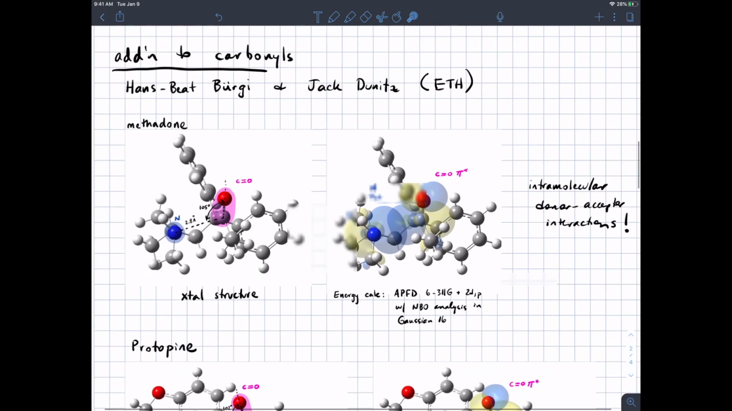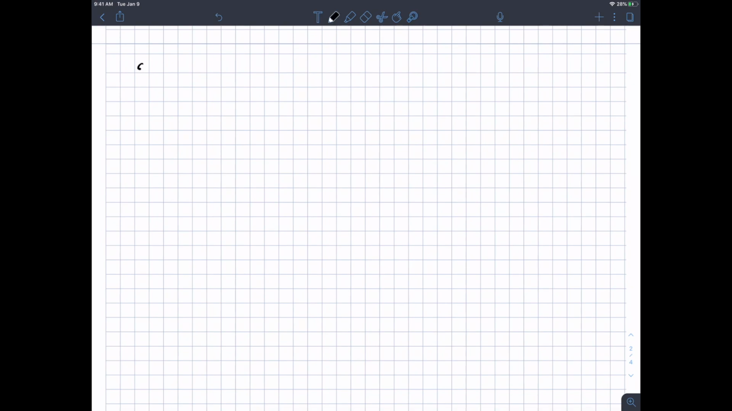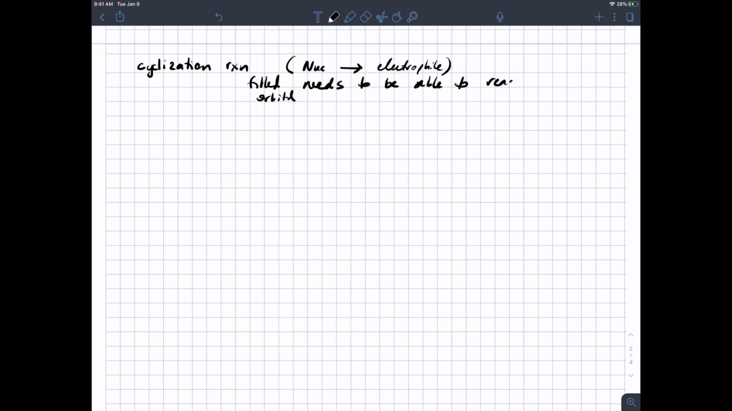And this actually influences the efficiency of various cyclization reactions. Because in order for a cyclization reaction to occur, you have to have a nucleophile attack an electrophile, and the filled orbital needs to be able to reach the empty orbital. And not only reach it, but reach it with the right geometry and orientation.